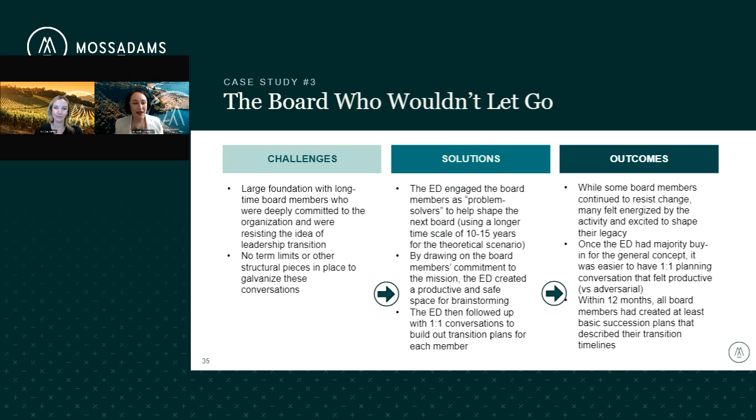So then with that, I know we have 2 minutes, so I'm going to skip over this last example that we have. This was a great board. They just did not want to transition out of their current roles. They were deeply committed. So this case study is just an example of what their executive director did to overcome that. We will be sharing these slides out after the session as well.